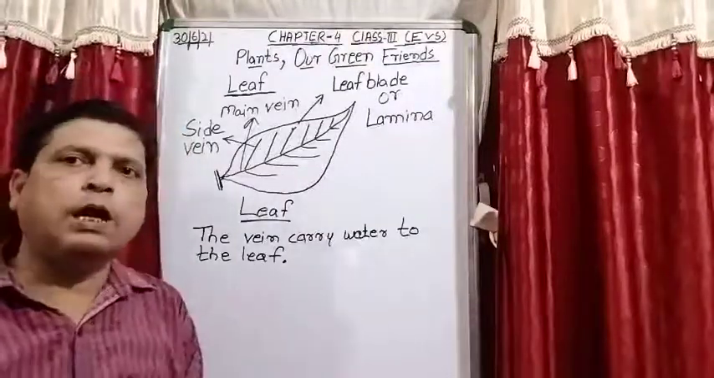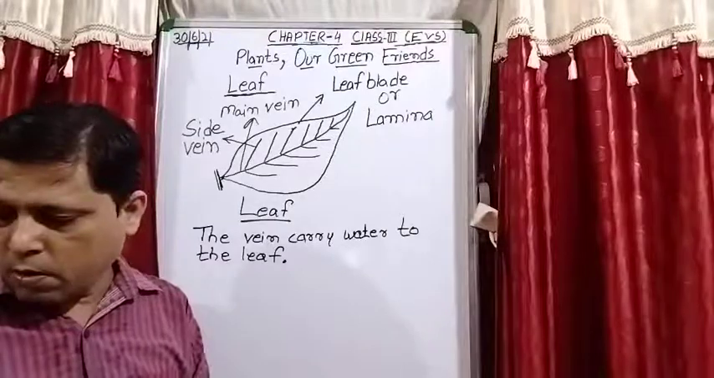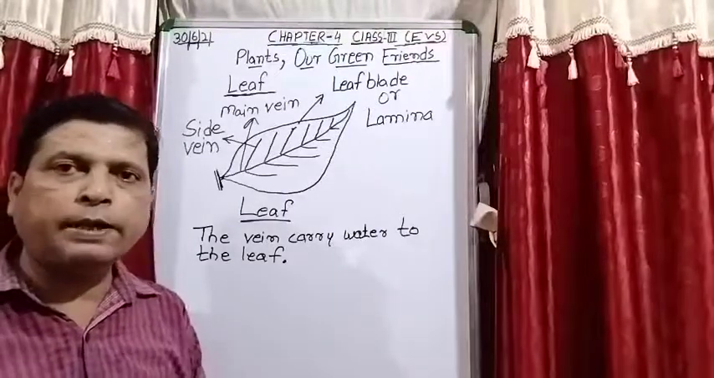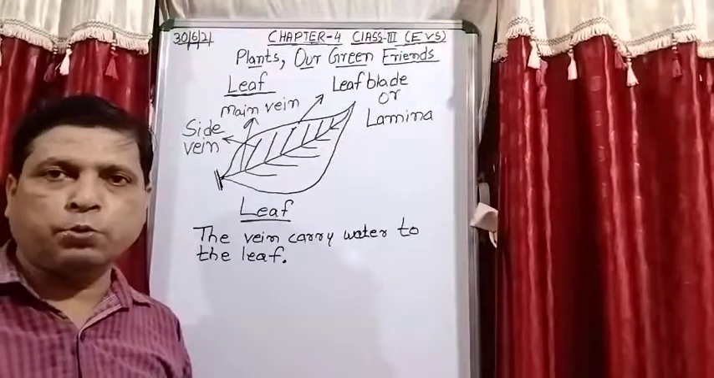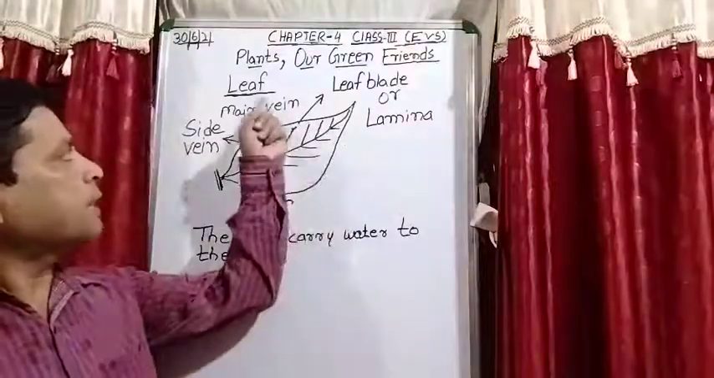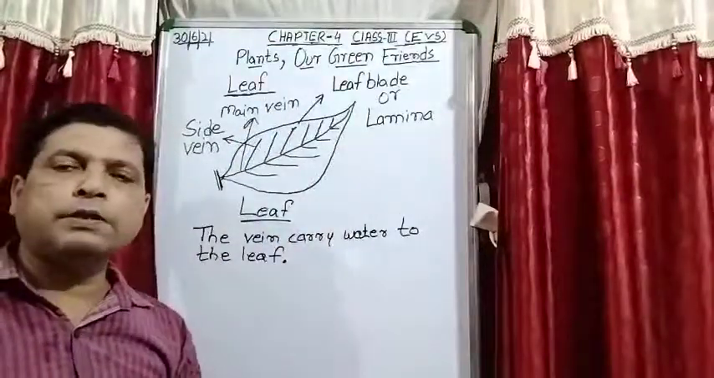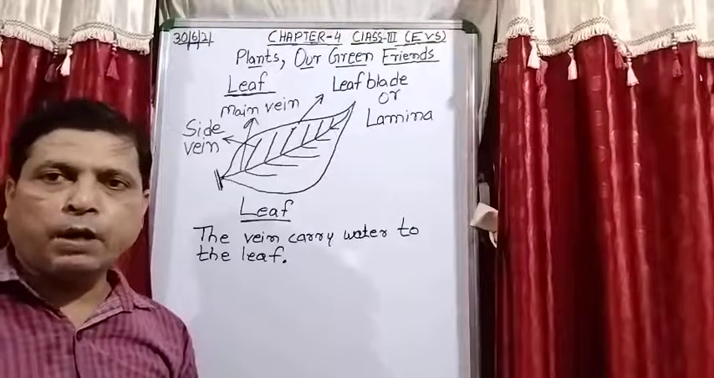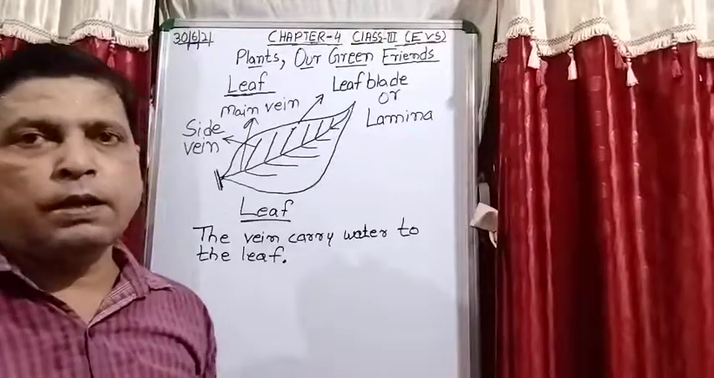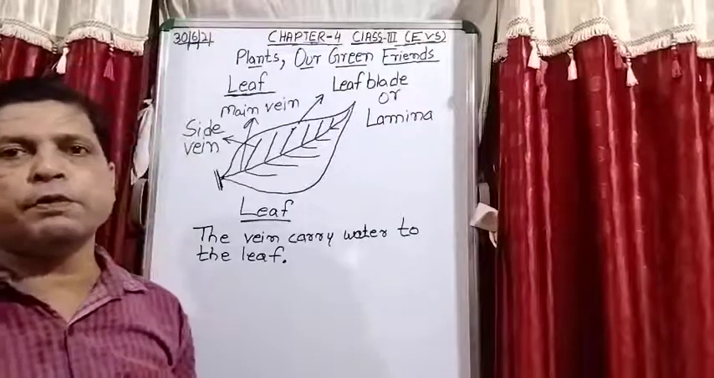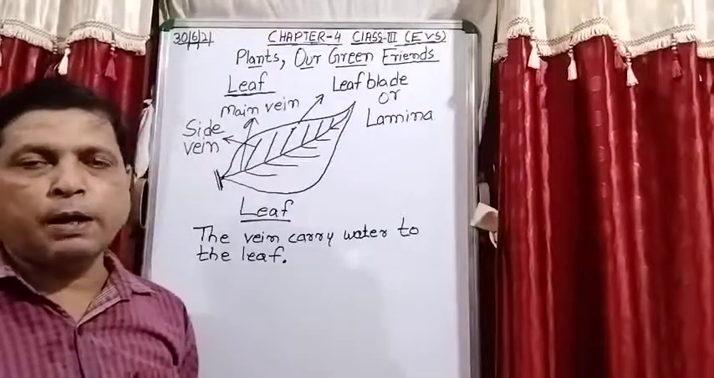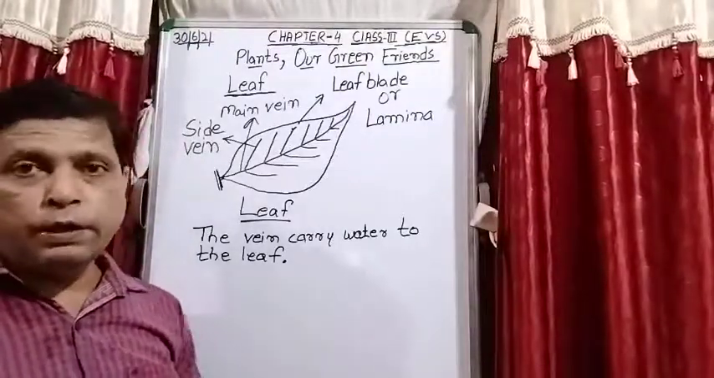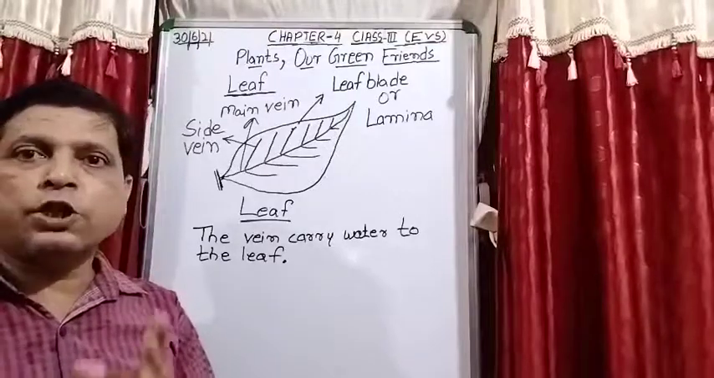Okay, one time I will do the recapitulation of this topic so that all the things are clear to you. So today I started with the leaf, and leaf is also a very important part of the plant. Why do I say leaf is a very important part of the plant? Because leaves are also known as the kitchen of the plant.